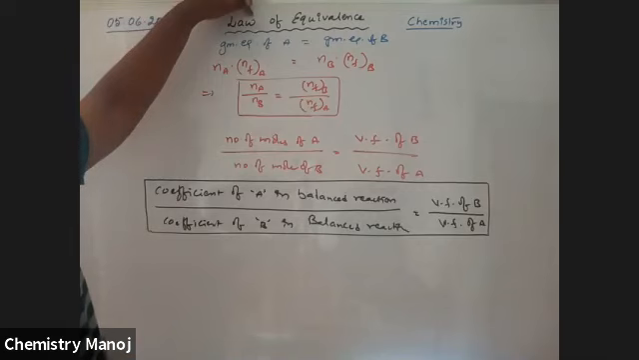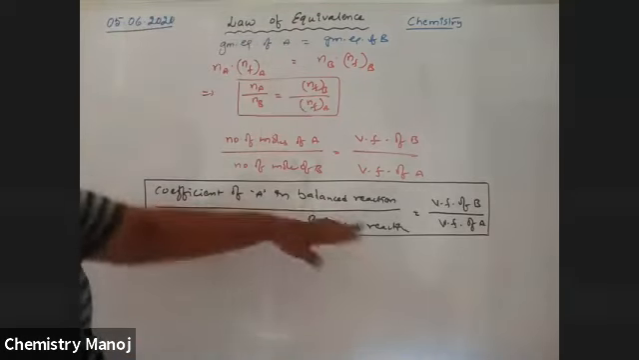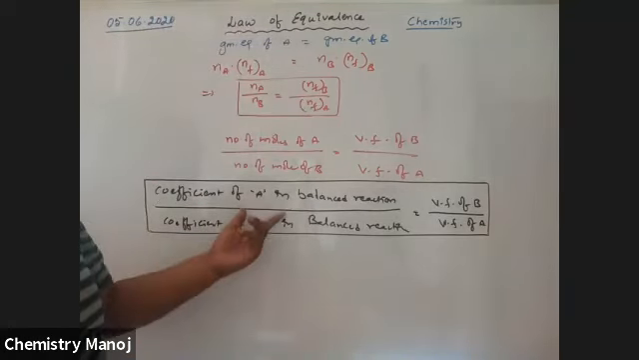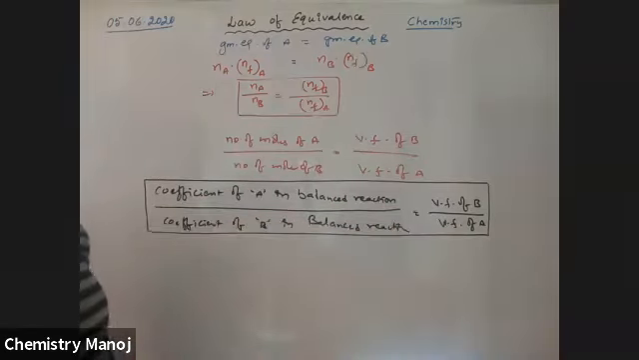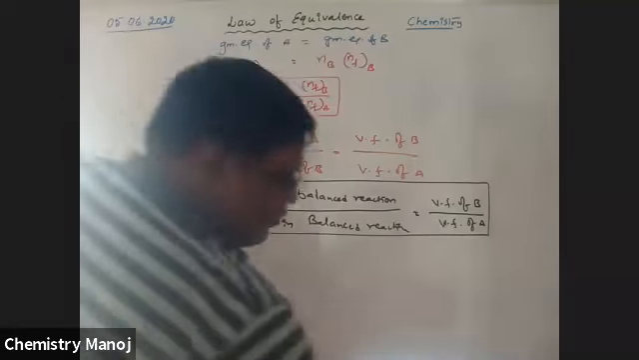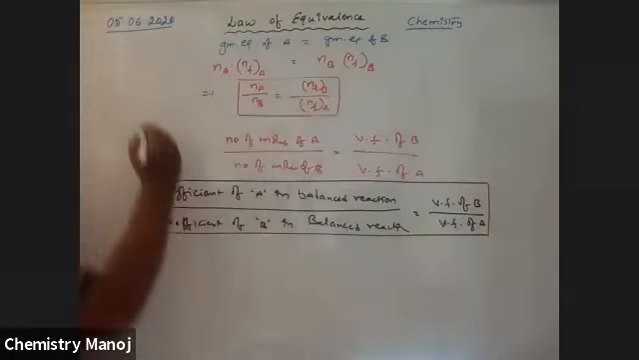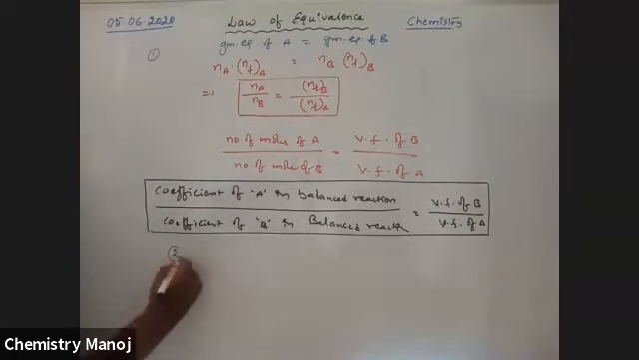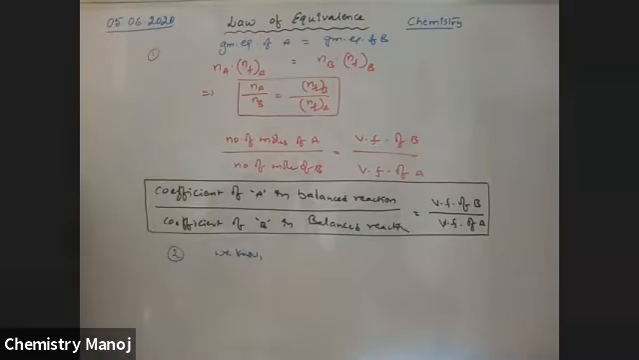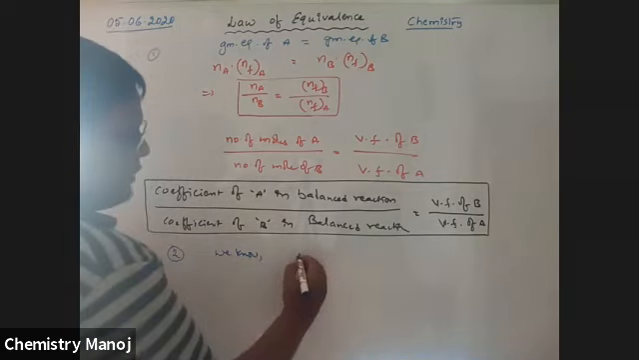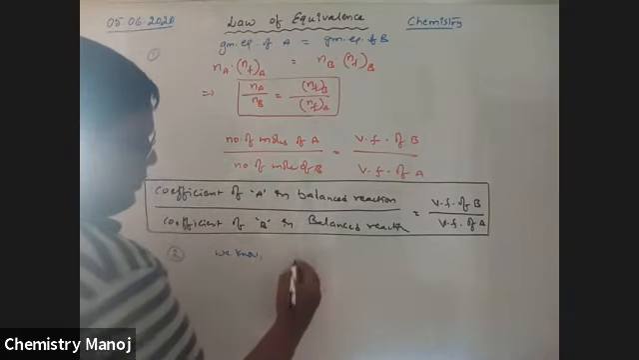This is nothing but the law of equivalence. It is the most problematic part. The law of equivalence is a ratio: the ratio of the number of moles of reactants is inverse to the valency factors of those reactants. So this is one formula, and also we know the second concept, gram equivalents.